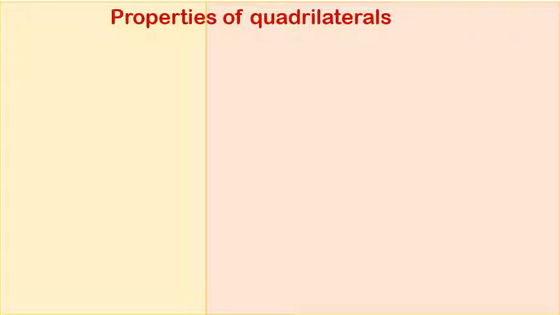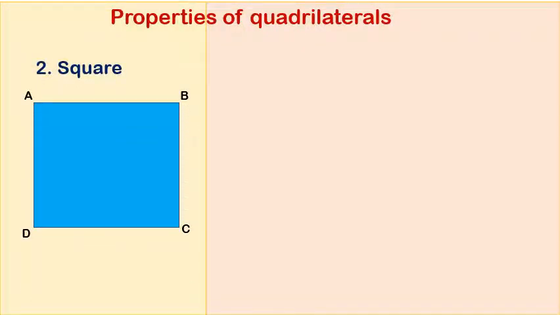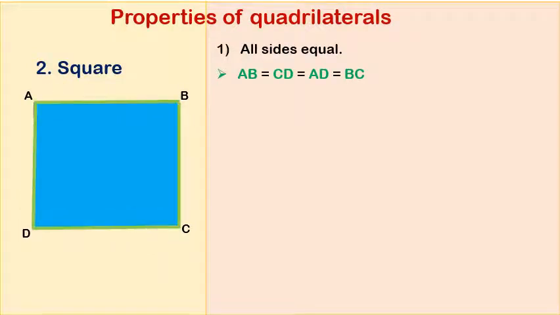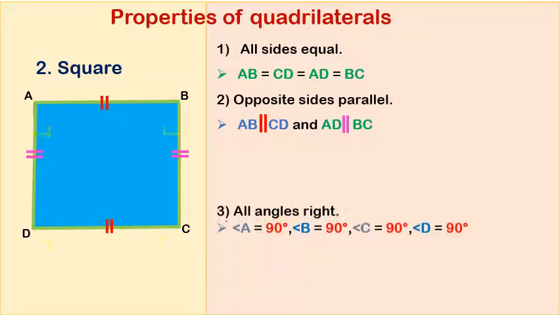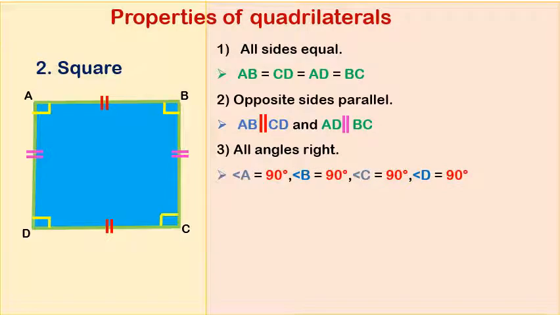Second quadrilateral is the square. Let us see its properties. You know, all sides of a square are equal in length. So we can say side AB equal to side CD, equal to side AD, which is equal to side BC. Second property, opposite sides are parallel. AB parallel to CD and side AD parallel to BC. And all angles are right angles, which means angle A equal to 90 degrees, angle B equal to 90 degrees, angle C equal to 90 degrees, and angle D equal to 90 degrees.